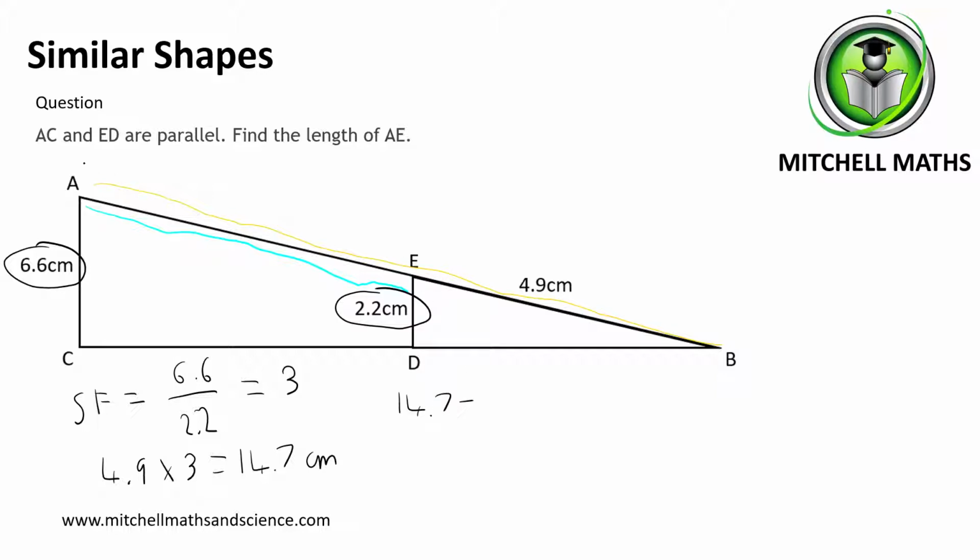And as we said before, once we've got A to B, which we know now is 14.7, we can find A to E by doing 14.7 minus 4.9. And that gets us 9.8 centimetres. So that's how we're going to find that length.